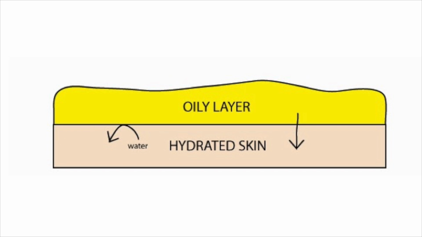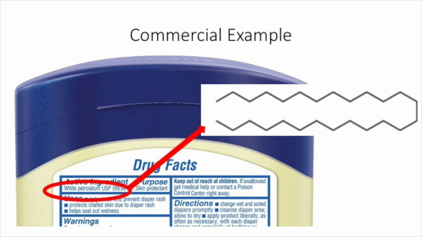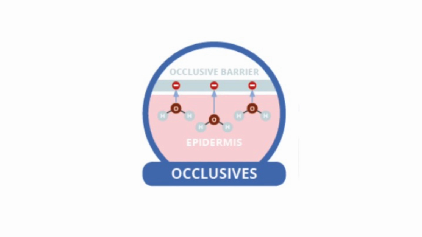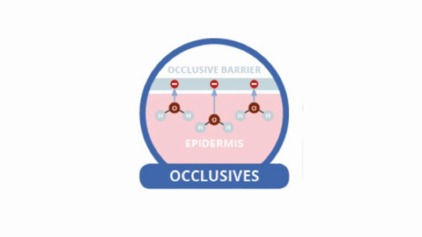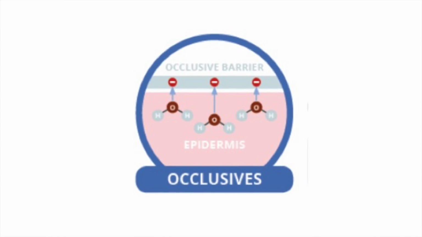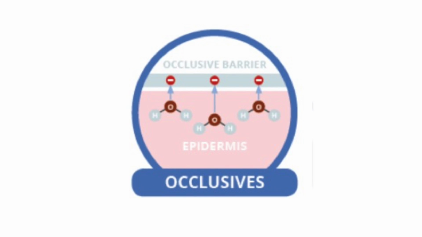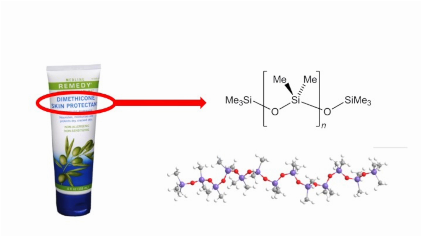As stated before, occlusives form a hydrophobic layer over the skin. Thus, a great commercial example would be Vaseline. White petroleum is made up of a mixture of large hydrocarbons. These structures contain 25 or more carbons in a carbon chain. Therefore, they are very nonpolar molecules. They are perfect water-repelling agents and keep water molecules locked in the epidermis.